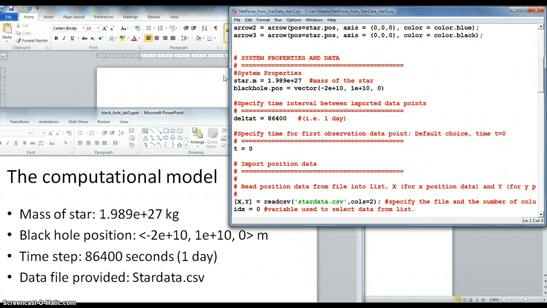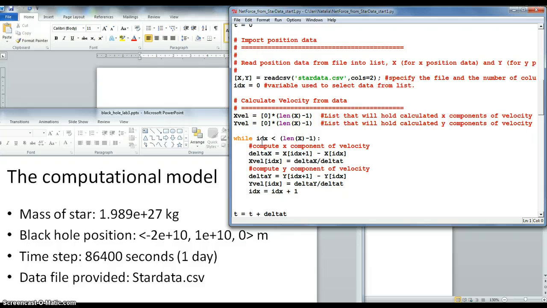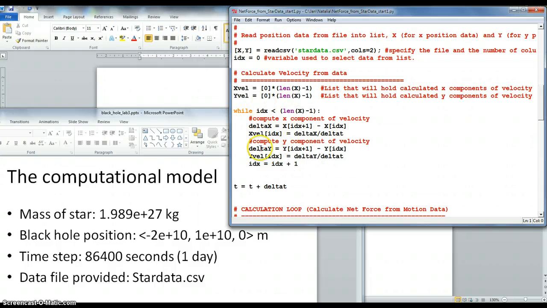In the Python code, I entered the system properties which have been provided, so the mass of the star, the position of the black hole, and the time interval between data points. Here, we instruct Python to import the position data for the star from the CSV file provided. In this while loop, we use the position data to calculate the velocity of the star as it travels along its trajectory orbiting the black hole.